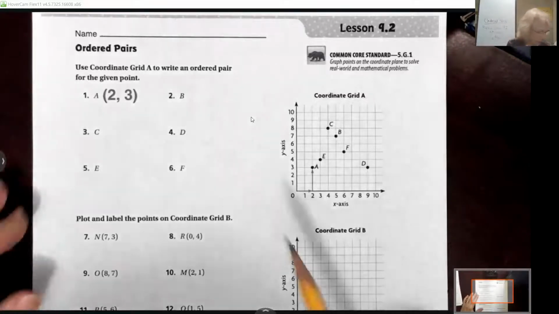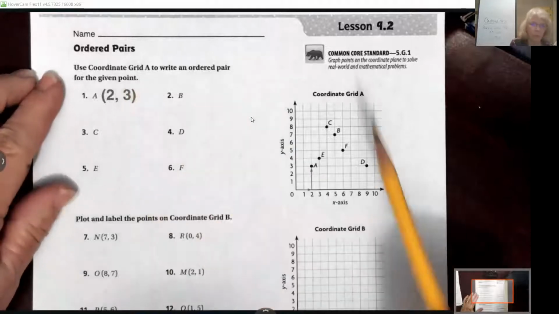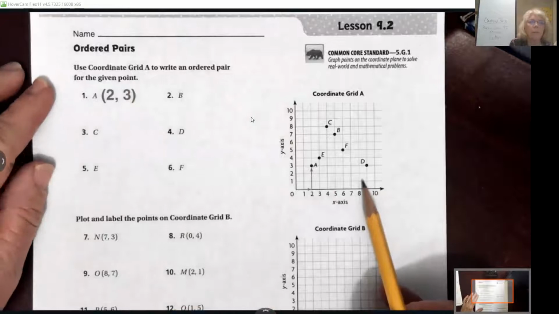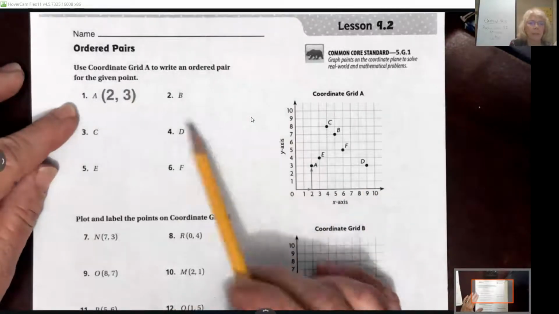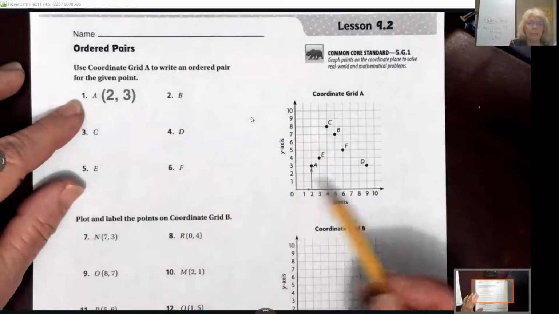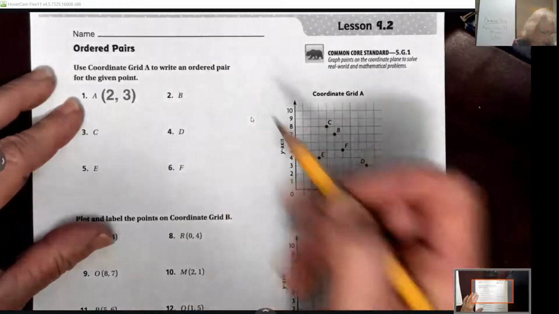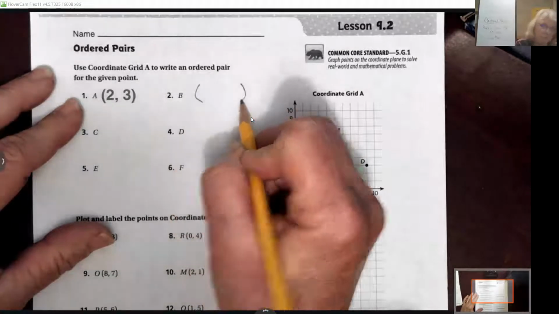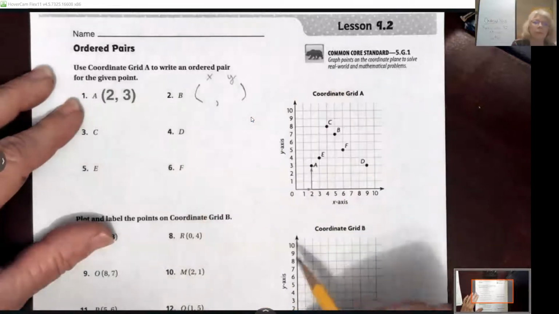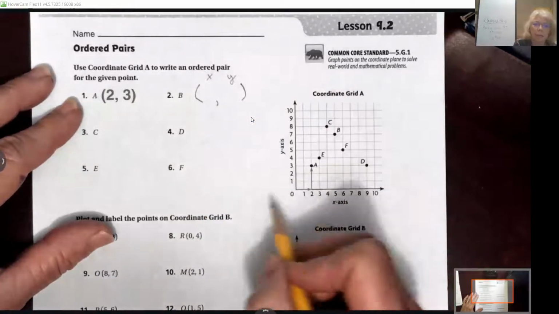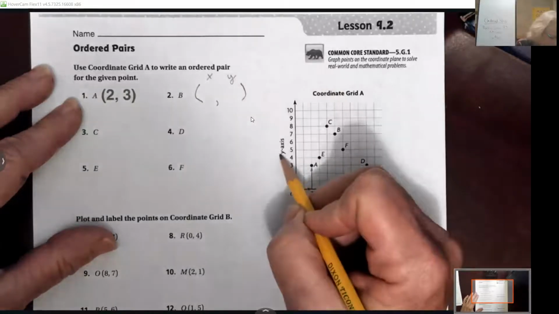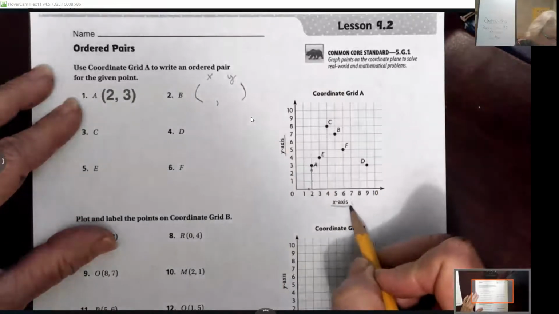So on this practice page, they're asking us to use the coordinate grid. That's what this is, a coordinate grid, to write an ordered pair for the given point. So we have to go backwards from what we were doing in the intro section. So we need to figure out for each one of these, we're going to have an ordered pair of an X and a Y. And I put those up there to help you remember. And this, you'll notice, is the X-axis, and this is the Y-axis.